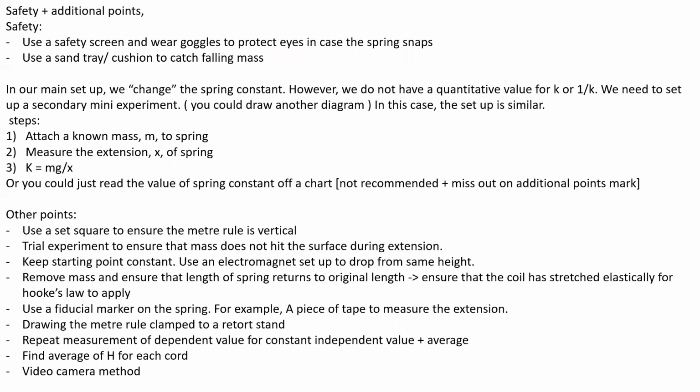So if you're dropping something from a higher height that has greater gravitational potential energy, it will cause a spring to stretch more. So to keep the experiment fair, you could keep the starting point constant. And if you want to keep it even more fair, like if you want to make sure it's the fairest test, ensure that you use an electromagnet to hold the mass, and once you press a button, the electromagnet will switch off and let go of the mass.